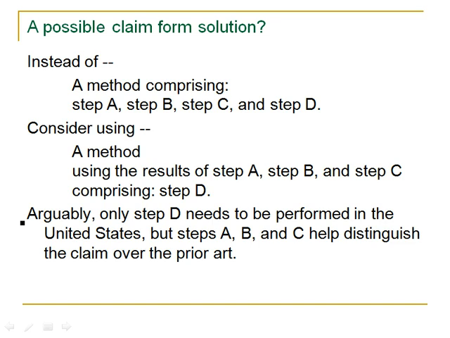Instead of a method comprising step A, step B, step C, and step D, consider using a method using the results of step A, step B, and step C, comprising step D. Is that better? If arguably only step D needs to be performed in the United States, but steps A, B, and C help distinguish the claim over prior art, maybe it's better. I don't know. I need an example. Let's think of an example where this might be true.